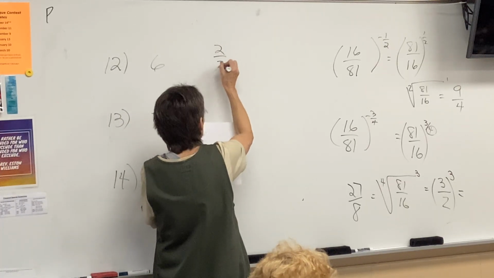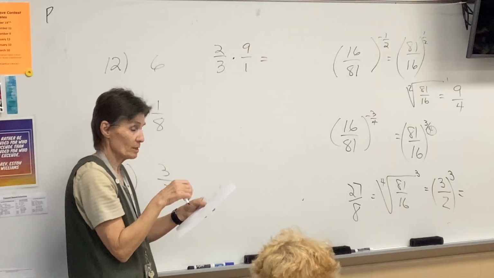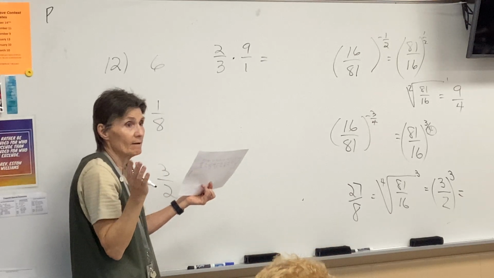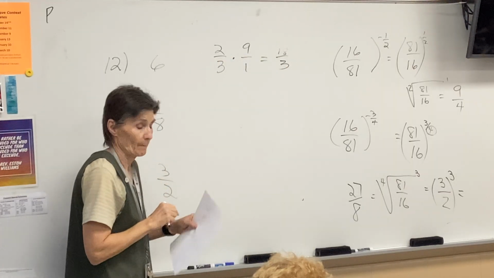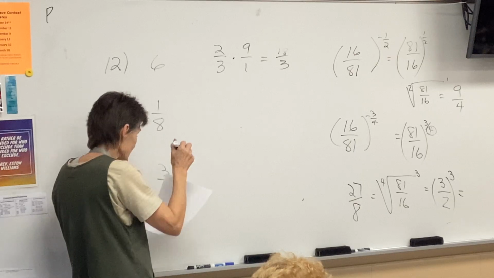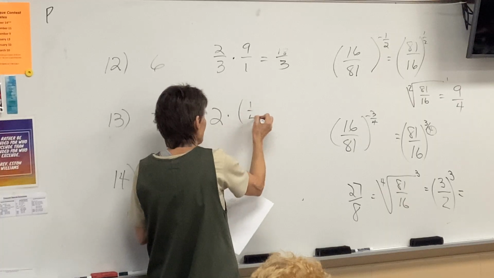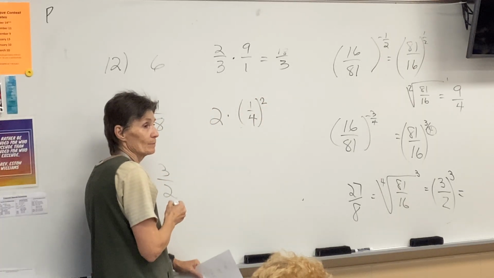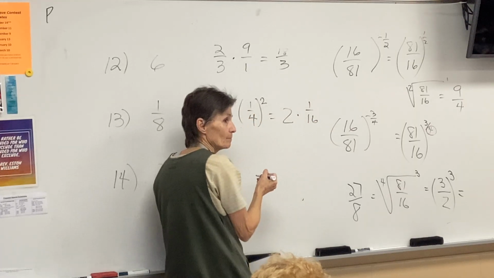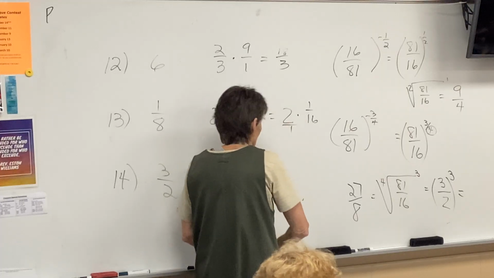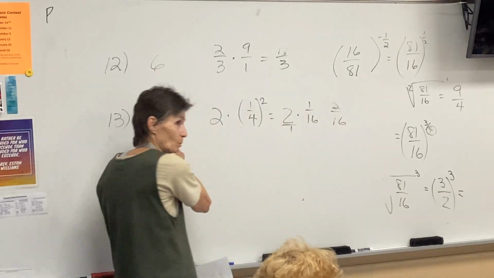Number 12 is 2/3 times 9/1. There's no negative exponents or anything tricky there. 3 squared is 9. So when I multiply, I get 18/3. You guys are exactly right. So 12 is 6. 13 does have a negative exponent, not the 2, but this is going to be 1/4 squared. So that's going to be 2 times 1/16. So 2/1 times 1/16 is 2/16, which is indeed 1/8.